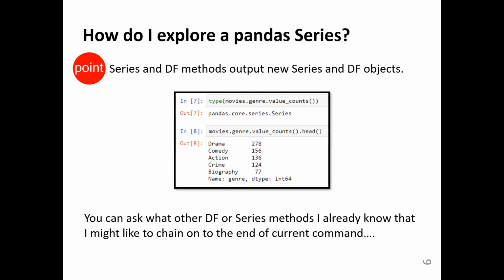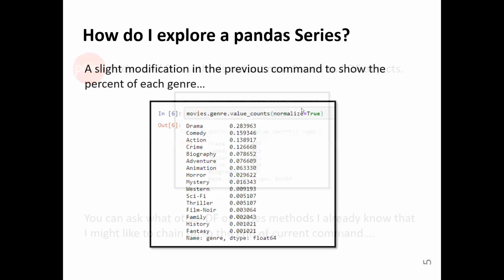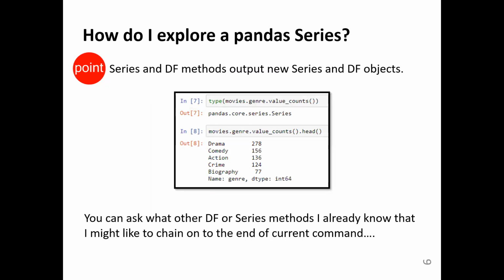What is this again? Okay, we worked on movies.genre.value_counts. You remember, we just created something like that. Correct. It says that the output of this is another series. Whatever you have, when you apply a method, the output will be either another series or another data frame. Does that make sense? Don't worry, you got it, right? Awesome.